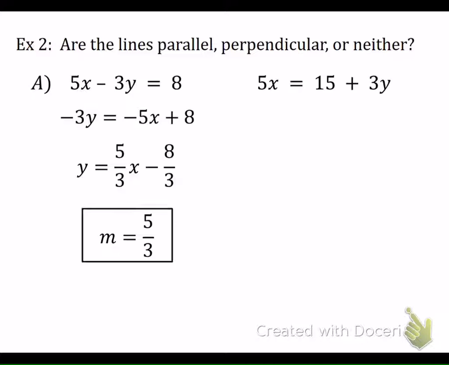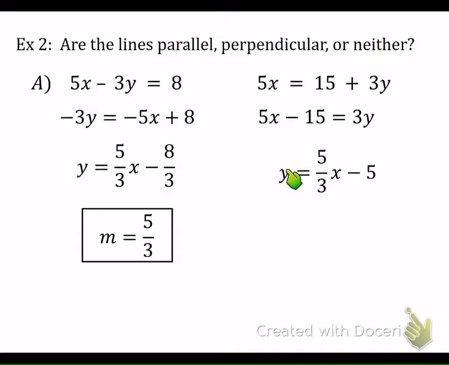Now, on the other one, what should I do? I would subtract the 15 first. The whole point is to get the y by itself. If y is in the back, that's fine. You can still get it by itself and then just flip-flop the sides of the equal sign. So I'm going to subtract 15 from both sides. Then I'm going to do what? Divide by 3. Divide everything by 3. Then I rewrote it, flipping the sides.